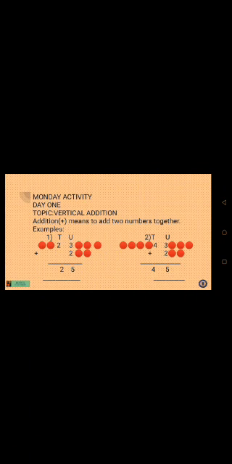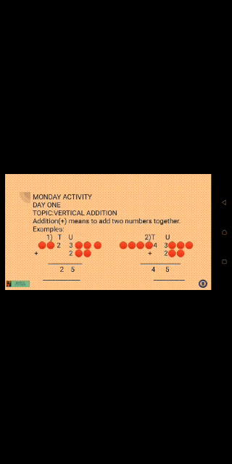Now, first of all, for you to know how to add under 10, you need to know what addition is. What is addition? Addition means to add two numbers together. What did I say? Addition means to add two numbers together.